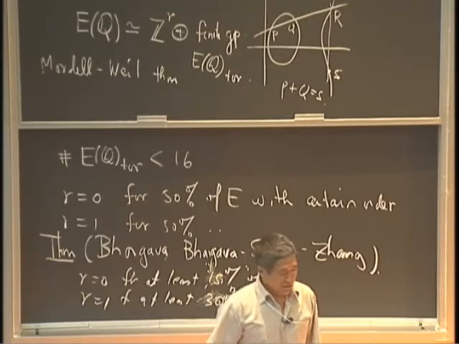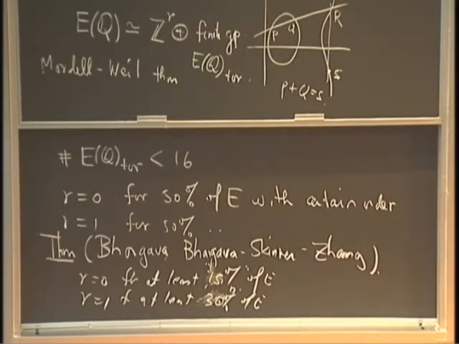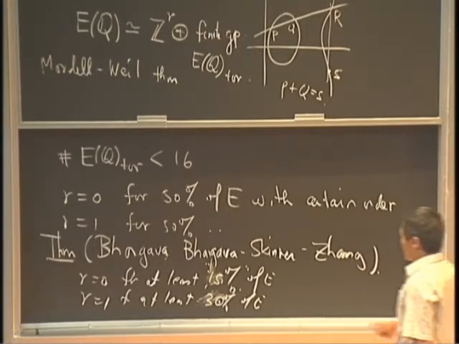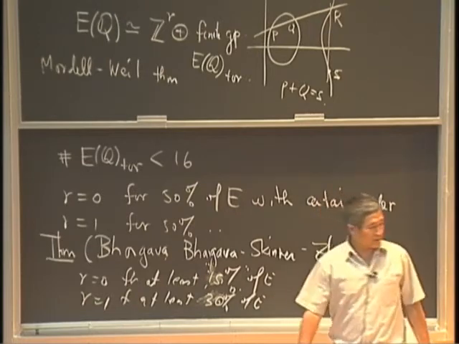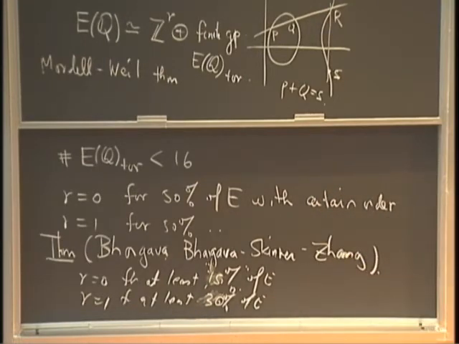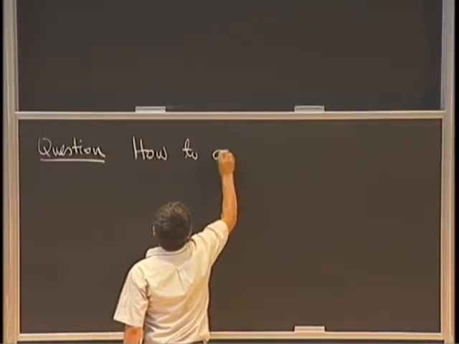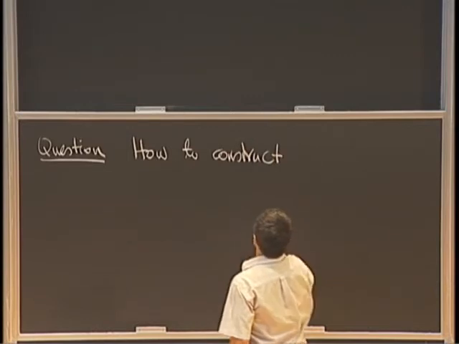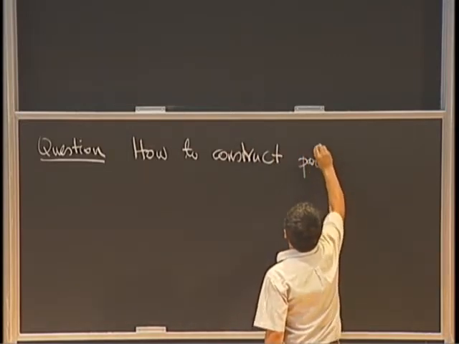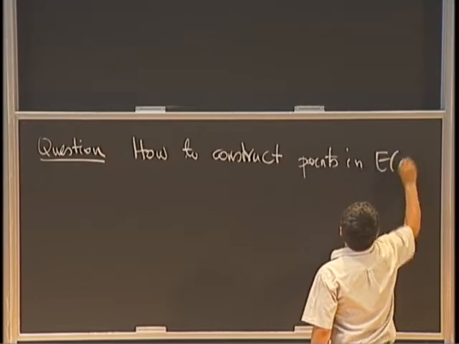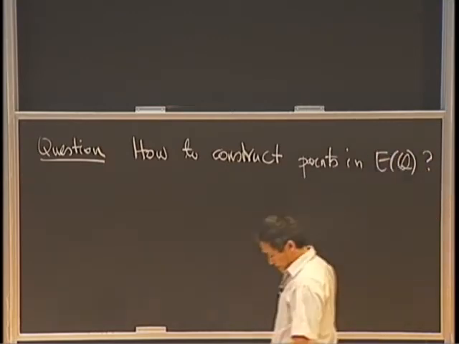Okay, so that's a very remarkable work. But one thing you find is that in particular R equals 1 is at least 30%. So the one question we ask is, how can you construct such a point there? This is probably one of the purposes of my lecture. The question will be how to construct points in E(Q). I can make this more precise.